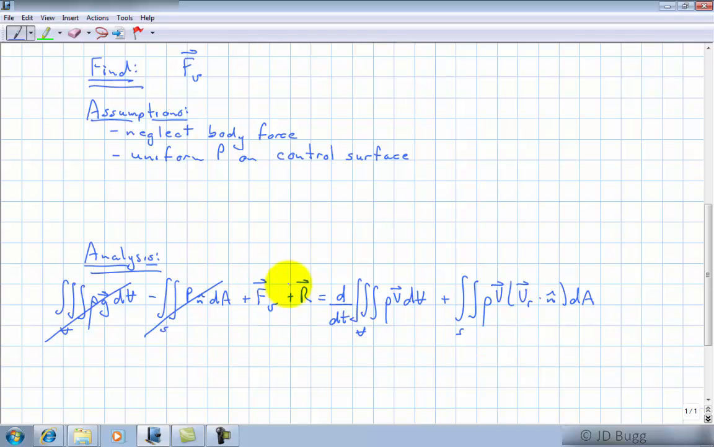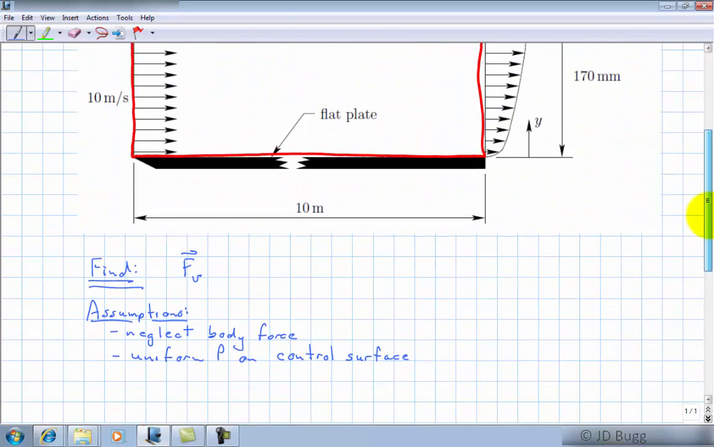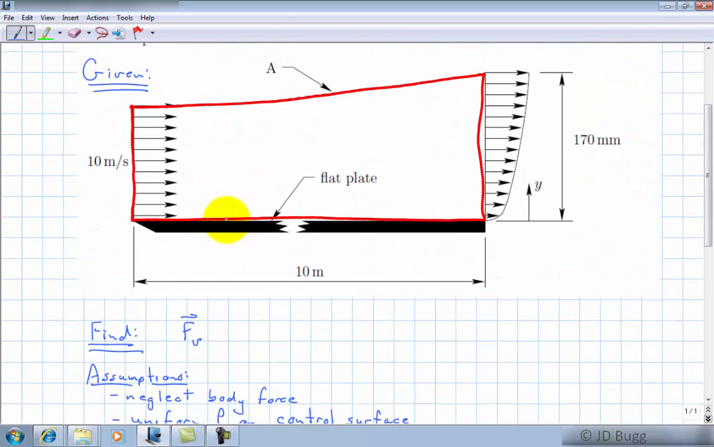Next term we see here is our viscous force. In this control volume, there is certainly going to be a viscous force where the air is flowing over this flat plate. In fact, that's what we're looking for. There isn't going to be any viscous force at this inlet because the air is just crossing perpendicular across that line. Likewise, there isn't going to be a viscous force at the exit here because the air is just crossing perpendicular across that line.